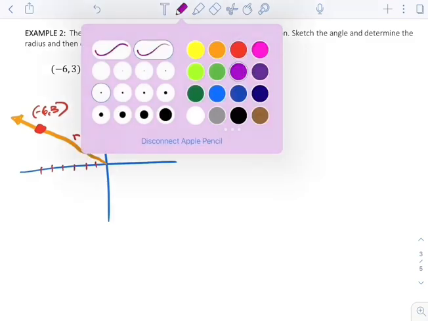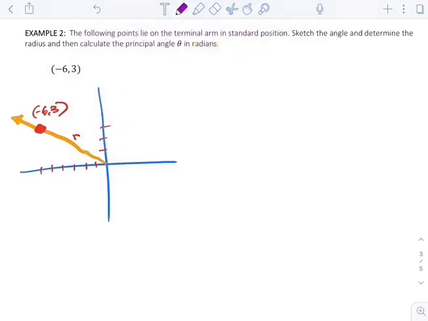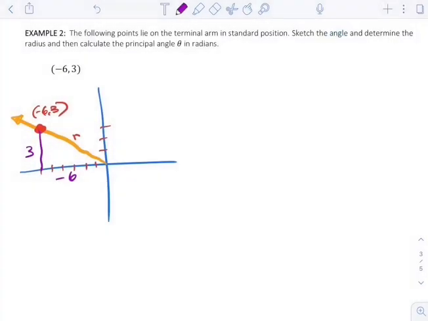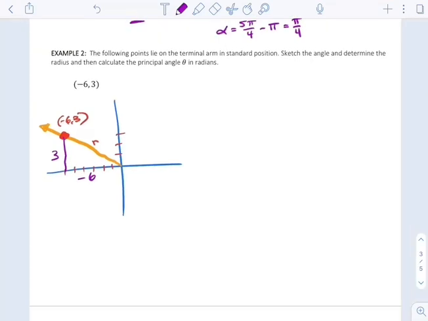Well, what we can do is think about what -6 and 3 is. -6 is the distance to the left, and 3 is the distance up. So we see a triangle here: 3 up and 6 to the left. So we might see a triangle with one side being 3, one side being -6, and one side being R. You can think of that 6 as being positive 6.